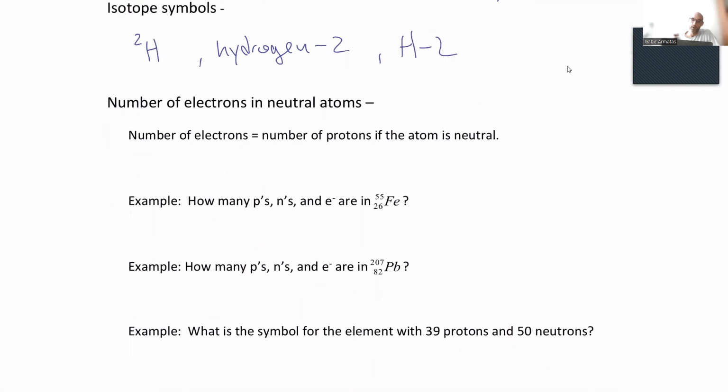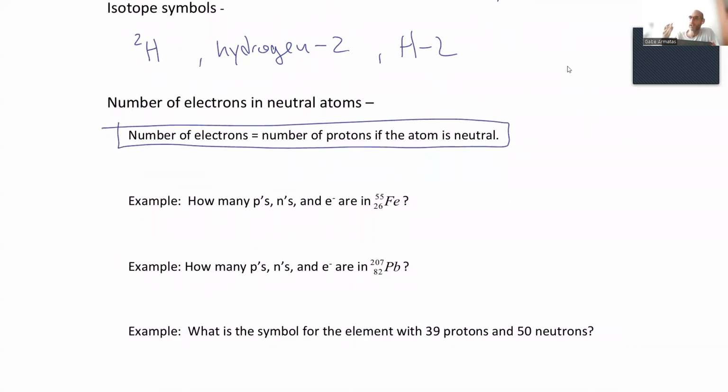So remember, the number of electrons in a neutral atom has got to be equal. Electrons are negative charges, and all of these protons are positive. If we want a neutral atom, that means I have to have an equal number of electrons and protons. So they have to equal one another.